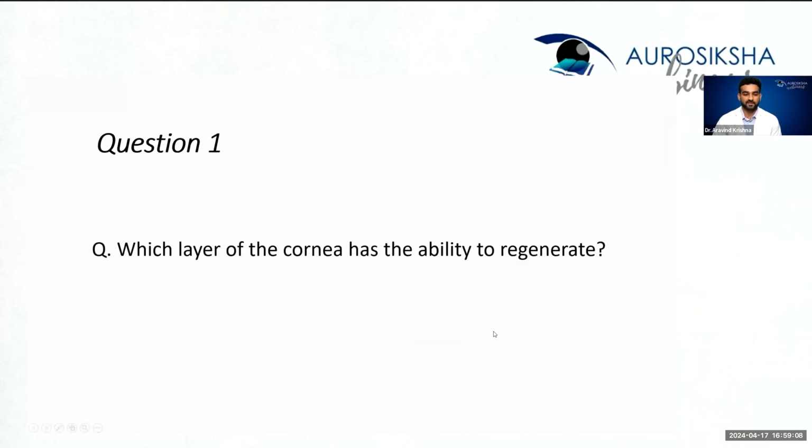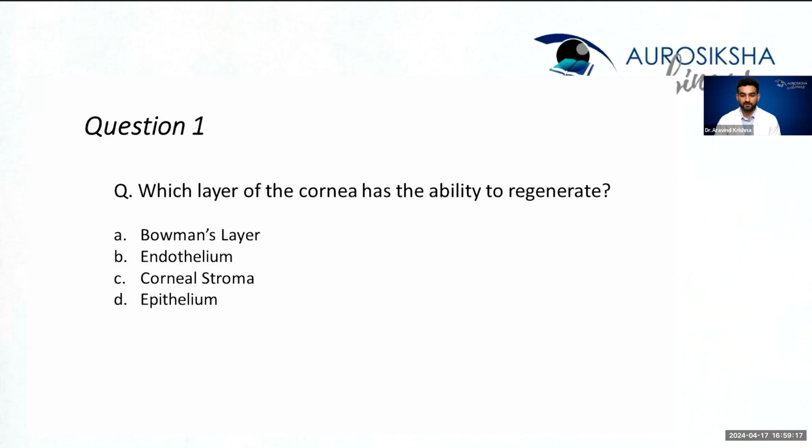So coming to our first question, which layer of the cornea has the ability to regenerate? The poll will be pulled up now. So, which layer of the cornea has the ability to regenerate? Is it the Bowman's? Is it the endothelium? Is it the corneal stroma? Or is it the epithelium? Yeah, 75% have voted correctly. It's the corneal epithelium.